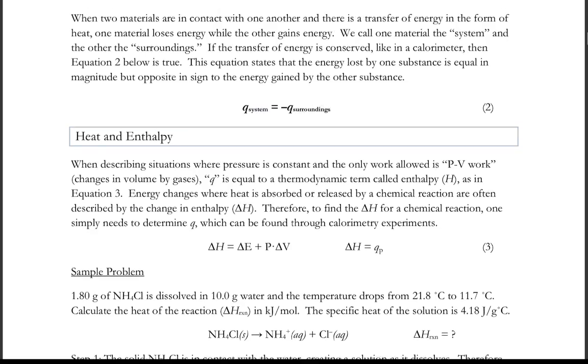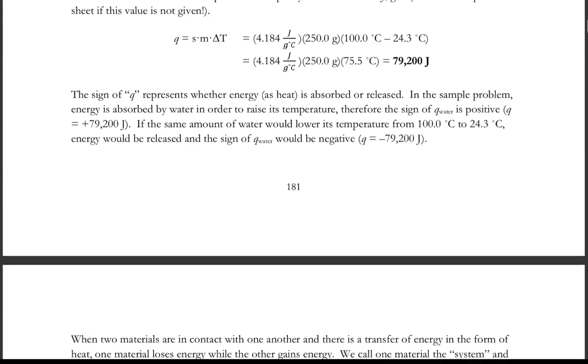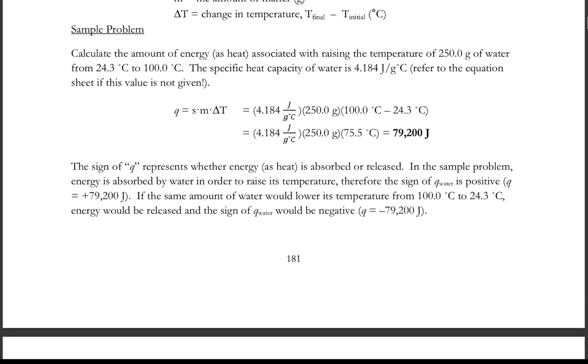Okay, so let's look at this example here. Sample problem: Calculate the amount of energy as heat associated with raising the temperature of 250.0 grams of water from 24.3 degrees Celsius to 100 degrees Celsius. We're told the heat capacity of the water is 4.184 joules per gram degrees Celsius. And we have our equation, Q is S m delta T.